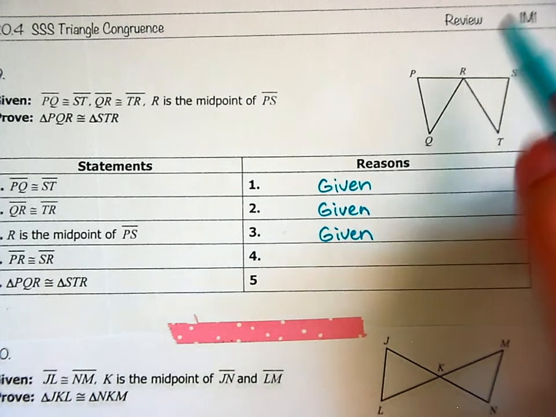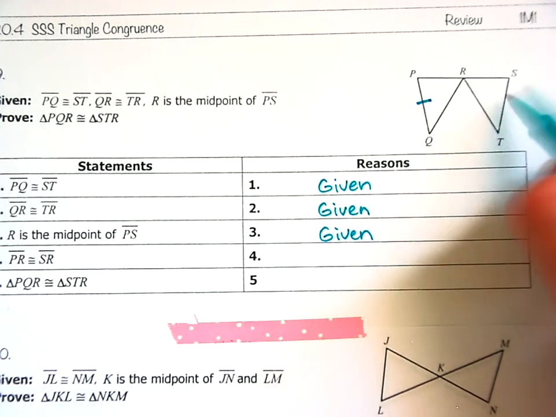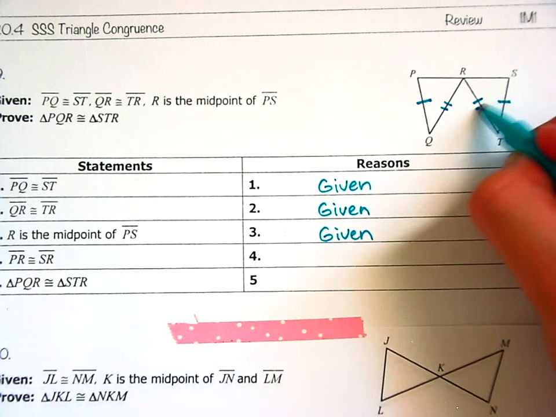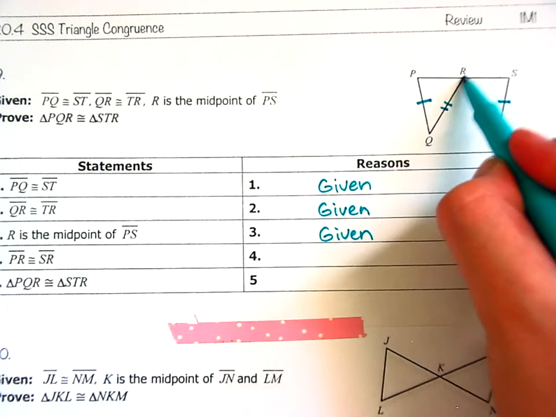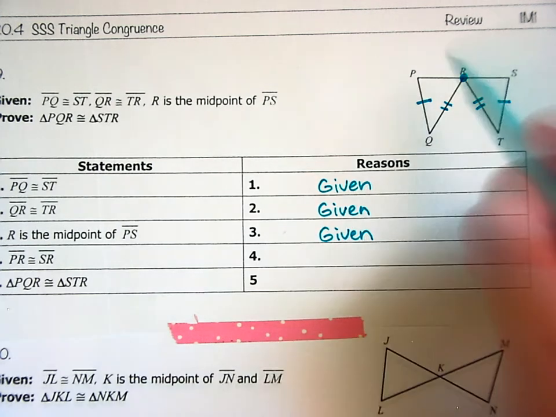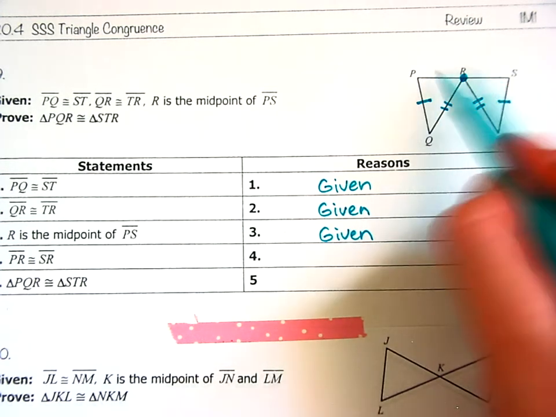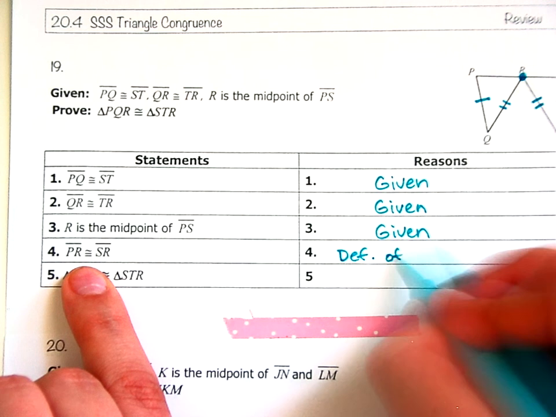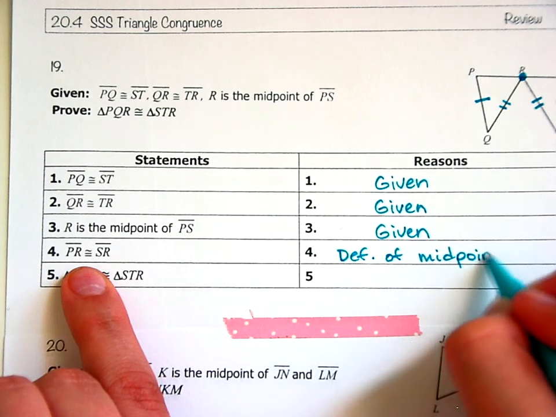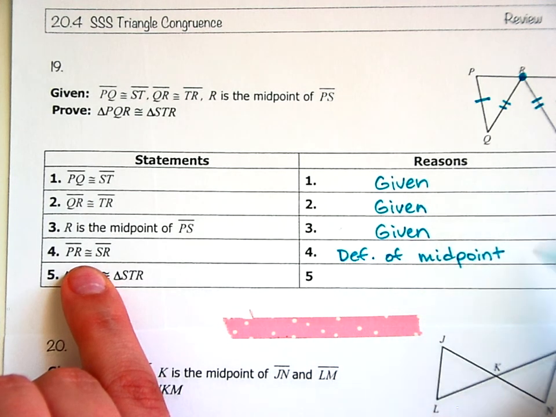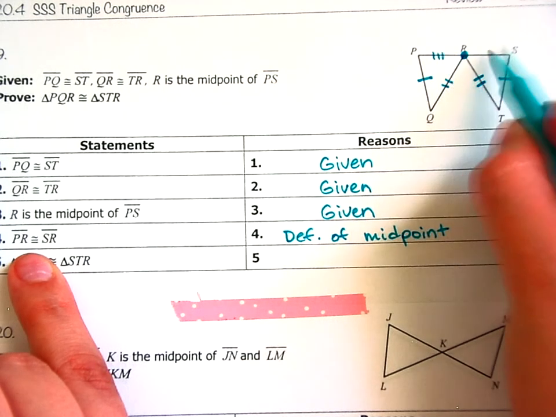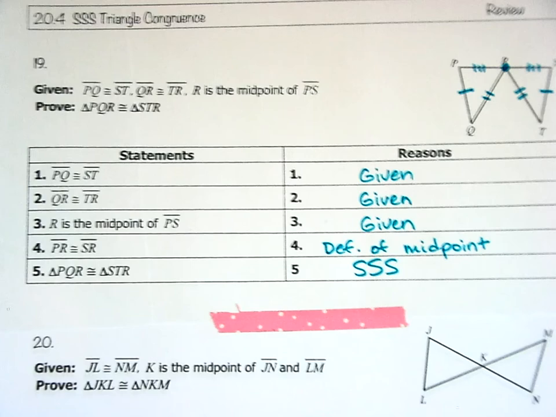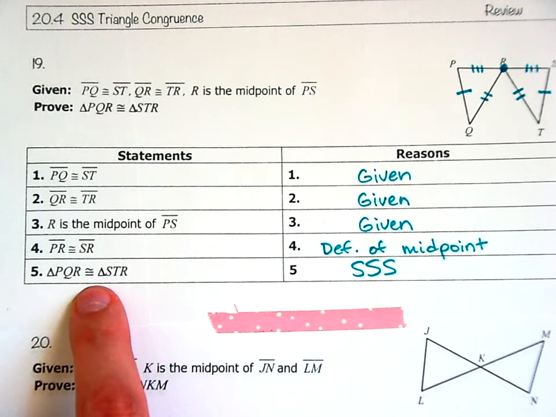So I'm going to label what we know is true. So PQ is congruent to ST, QR is congruent to TR, and R is the midpoint of PS, so we know this is the middle. So if something is the middle, we know the two side pieces are congruent. So that's the definition of a midpoint. I have now stated that all 3 sides are congruent. And so we can say, using SSS, or side, side, side, that these triangles are congruent. So remember, that's what we were trying to prove.